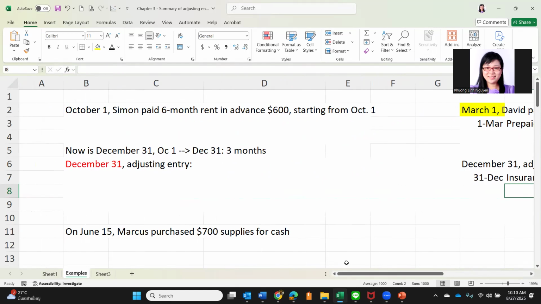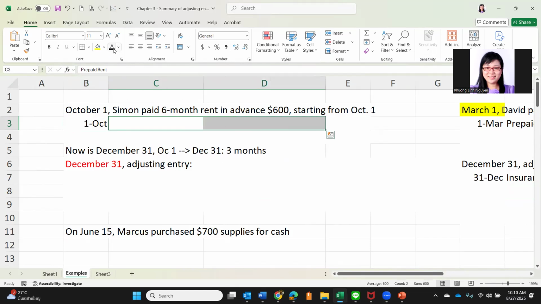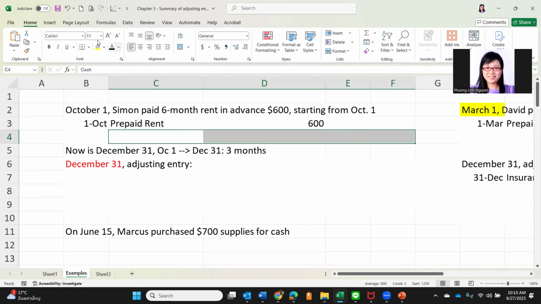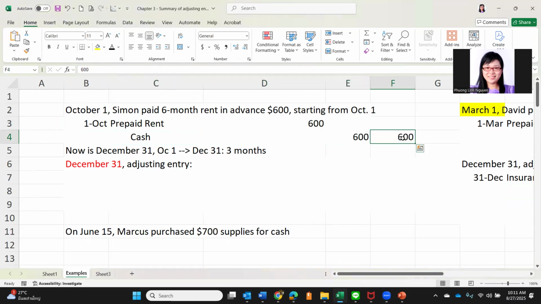Simon pays 6 months rent in advance for $600 starting from October 1. So what will be your journal entry on October 1? When Simon pays 6 months rent, he pays for rent expense ahead of time. So on October 1, as we learned in chapter 2, we will debit prepaid rent 600. And since we pay money, we credit cash 600, right?